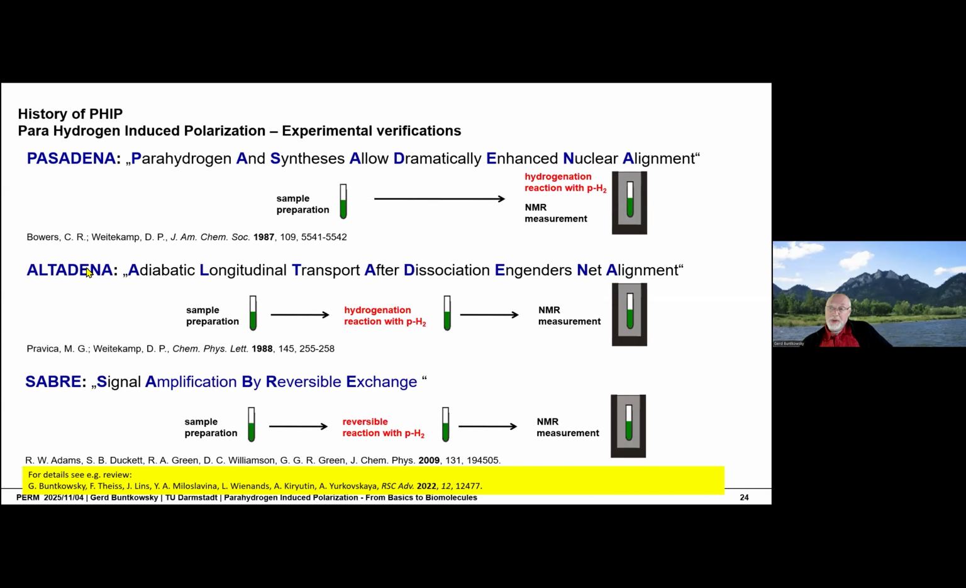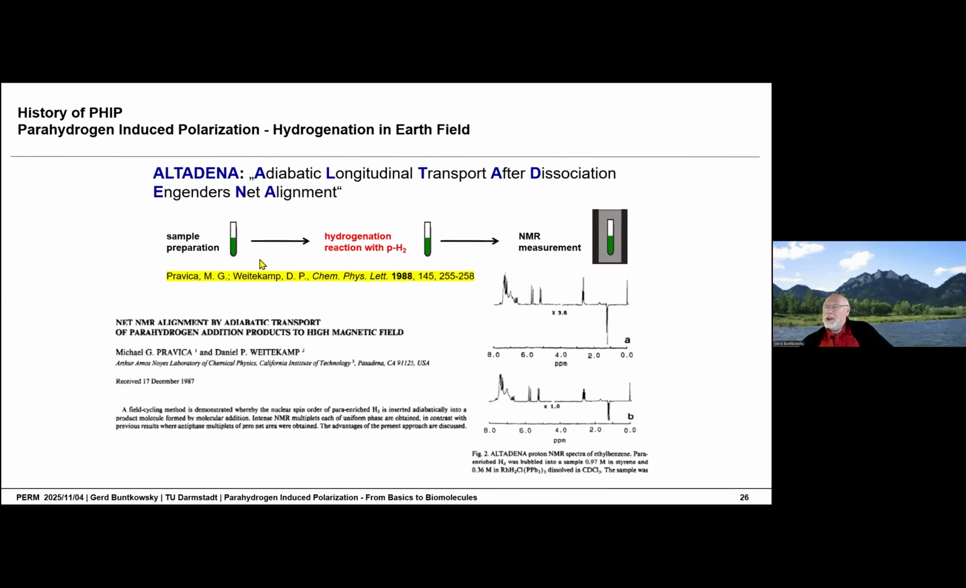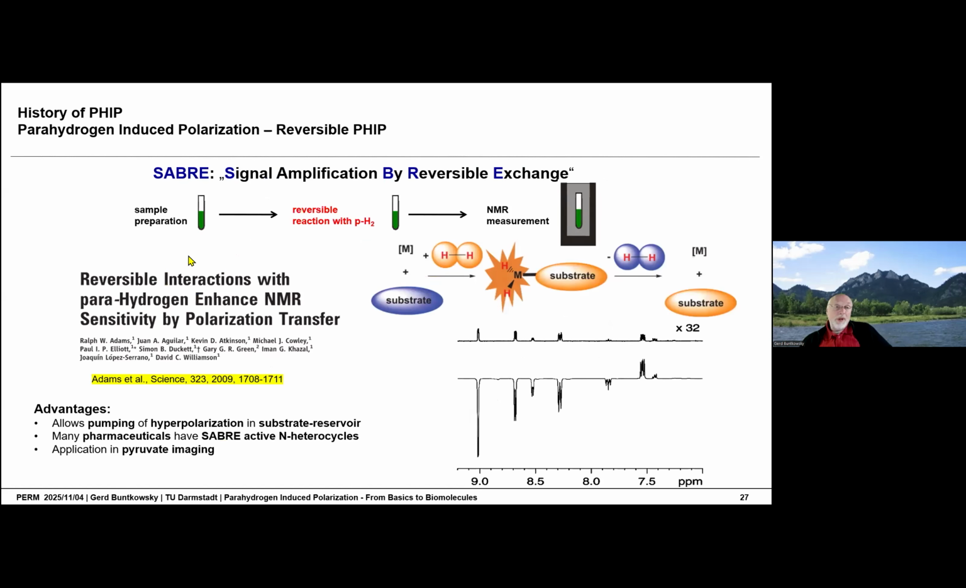There was the Pasadena and the Altadena experiment. One was a hydrogenation reaction inside of the magnet, the other was outside of the magnet. About 20 years later, there came SABRE, where the hydrogenation reaction no longer was irreversible, but reversible, which means basically only an intermediate state was hydrogenated. So these here are the original papers. This is the Pasadena paper from 1987. This here is the Altadena paper from 1988. And this is the original SABRE paper from 2009.